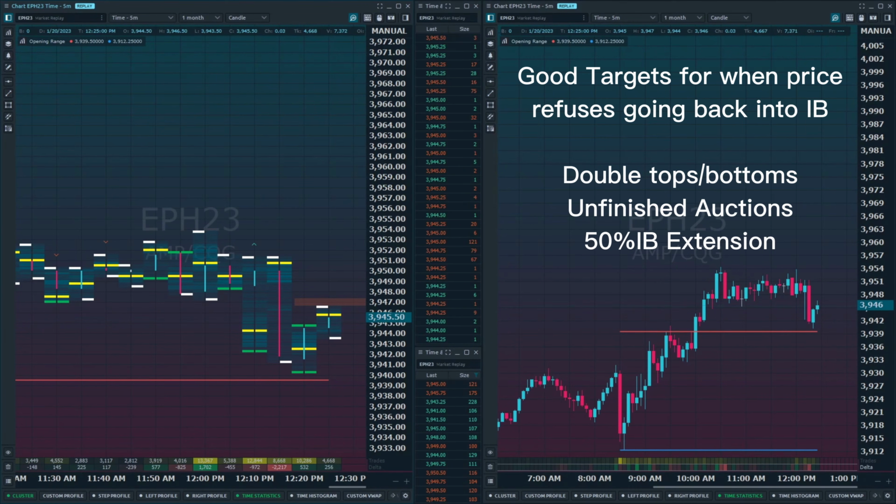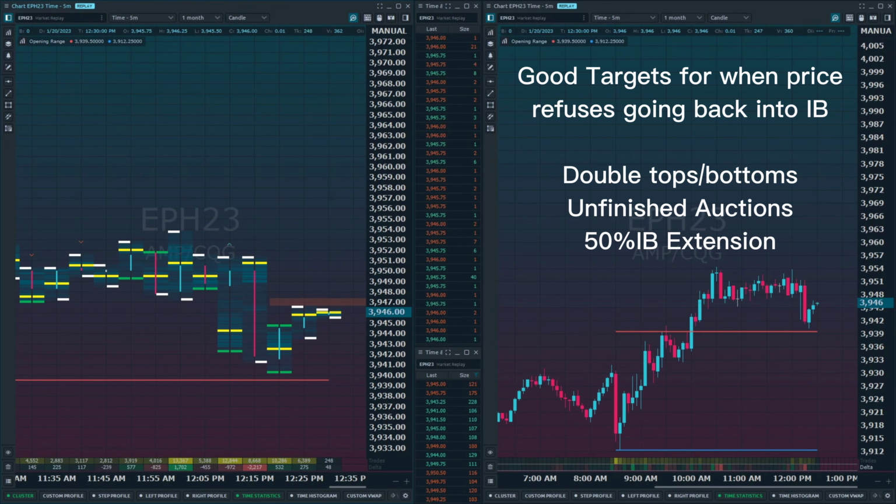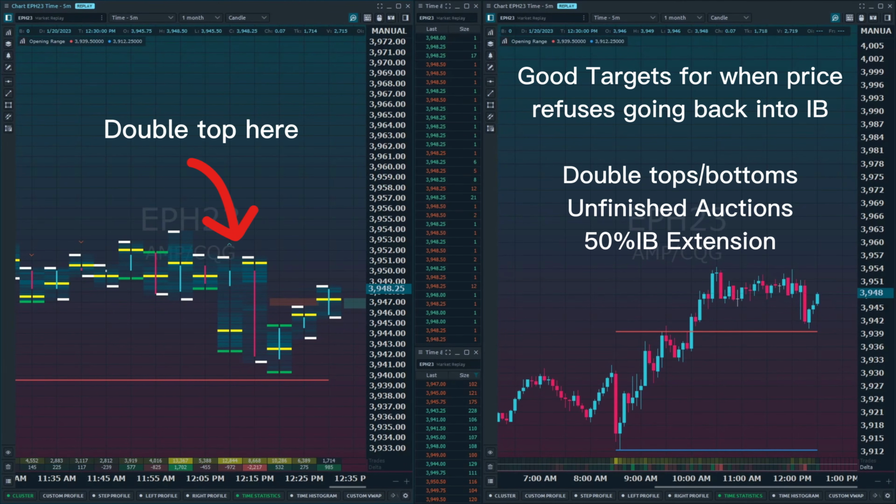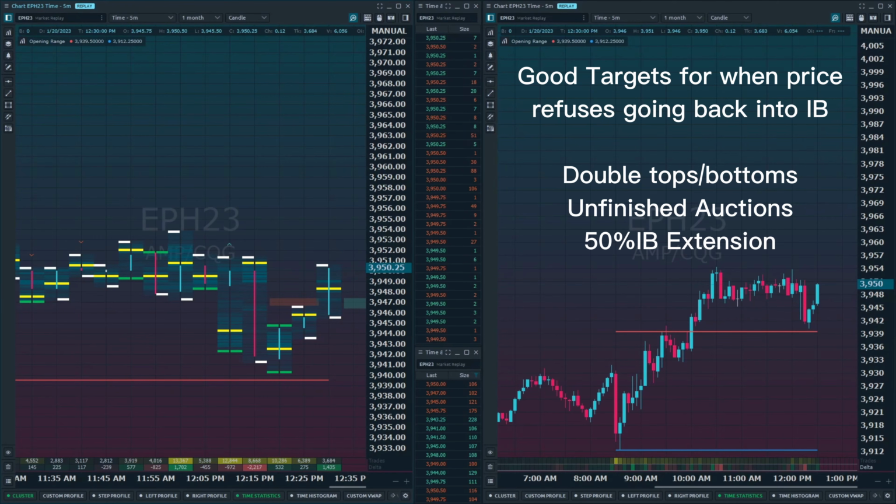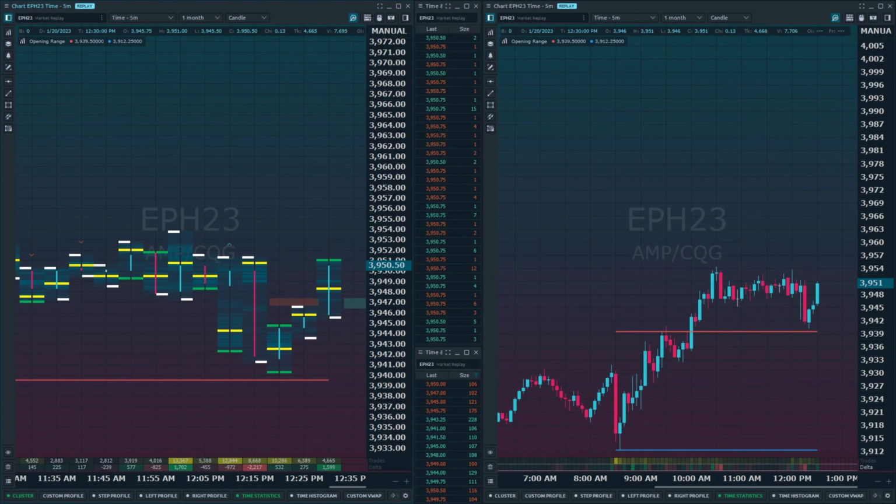One target that I like to have is if there is an unfinished auction at the high of day, when we go back and test initial balance high, that will usually be my long target after the retest. So price would come down, test initial balance high. I would get long with that target being that unfinished auction at the high of day. However many points that is, that's what I'm aiming for.